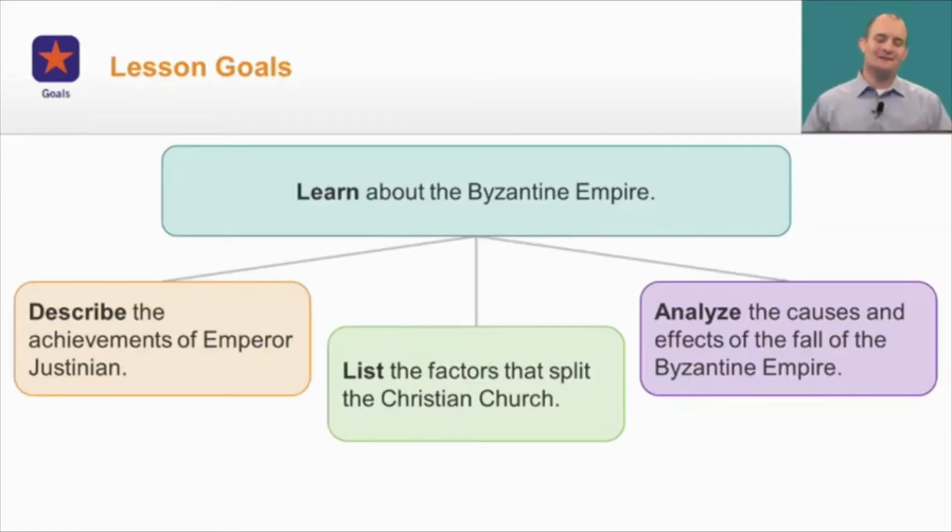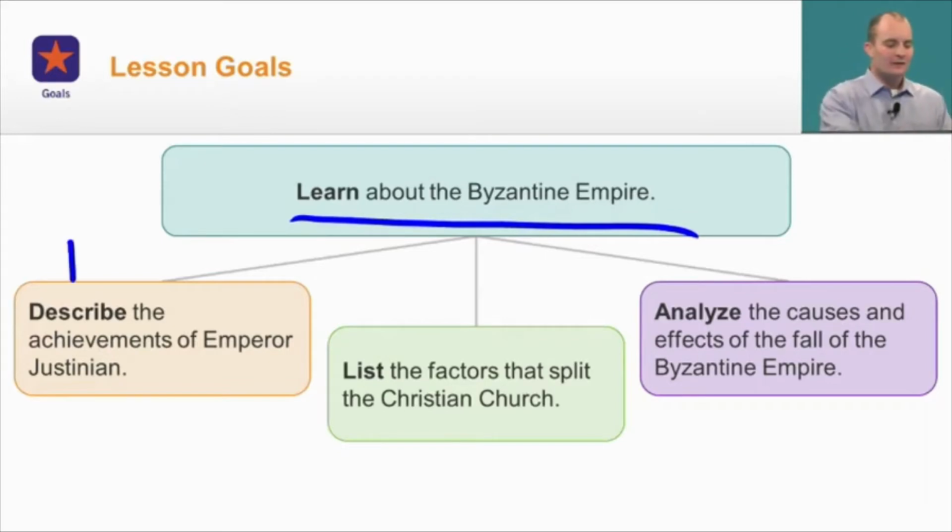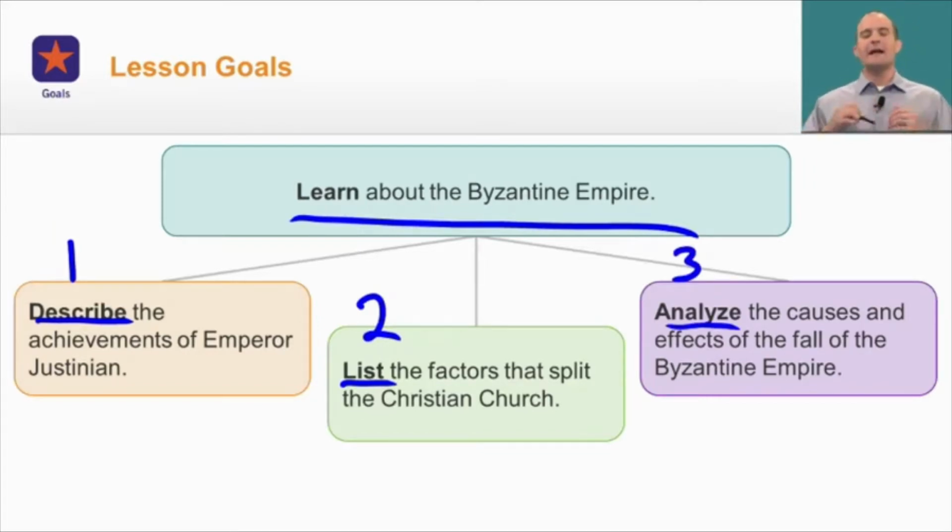The main lesson goal today is to learn about the Byzantine Empire. But in order to succeed at that goal, we first need to describe the achievements of Emperor Justinian. Secondly, we need to list the factors that split the Christian church. And third and finally, we need to analyze the causes and effects of the fall of the Byzantine Empire.